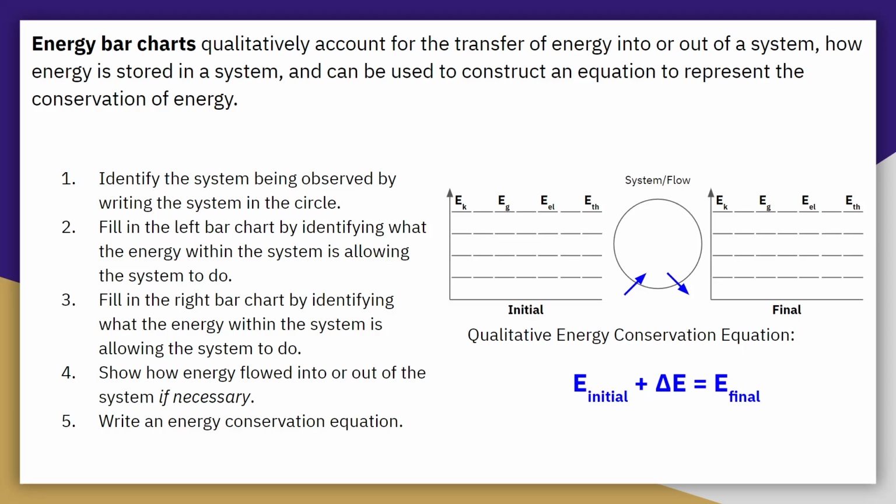These are the 5 steps written, in a slightly condensed way, all together, as well as what a small version of our energy bar chart would look like, as well as a qualitative energy conservation equation. We can make this quantitative by actually writing all of the initial changes in energy and final energies in terms of the equations for each of these energy storage types and actually solving for the value of any part of this system.